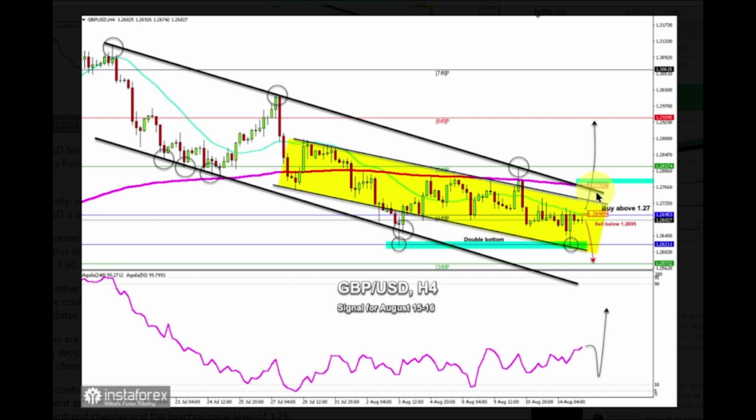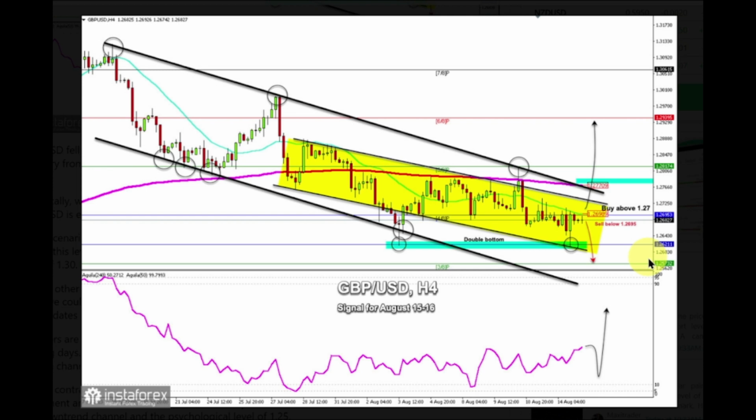On the contrary, in case the British pound falls below the 4/8 Murray level, 1.2695, we expect a bearish movement and the GBPUSD could reach the 3/8 Murray level, located at 1.2573. And could even reach the bottom of the downtrend channel and the psychological level of 1.2500.